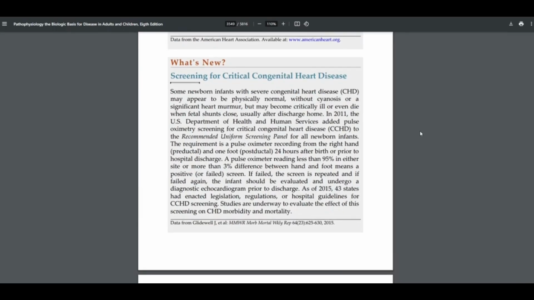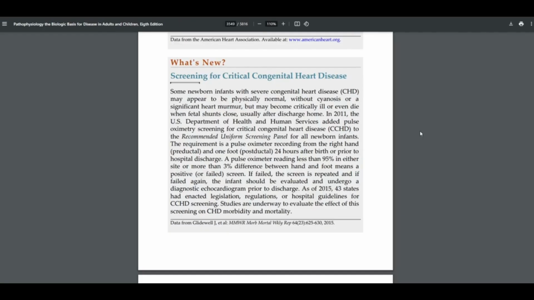The screening for critical congenital heart disease. Some newborn infants with severe congenital heart disease may appear to be physically normal without cyanosis or significant heart murmur, but may become critically ill or even die when fetal shunts close, usually after discharging home. The U.S. Department of Health and Human Services added pulse oximetry screenings for critical congenital heart disease to the recommended uniform screening panel for all newborn infants.